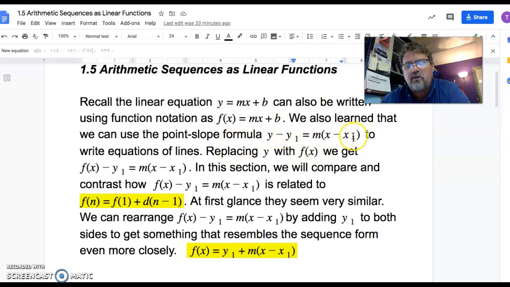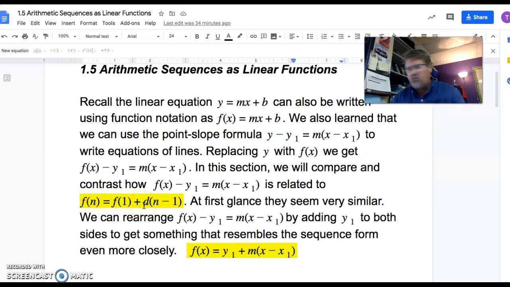Remember, y1 and x1 are just parts of an ordered pair. And when I do that substitution, replacing y with f of x, we get f of x minus y1 equals m times x minus x1. In this section, we're going to compare and contrast how this equation is related. Now, look at your formula for the nth term of an arithmetic sequence: f of n equals f of 1 plus d times n minus 1.